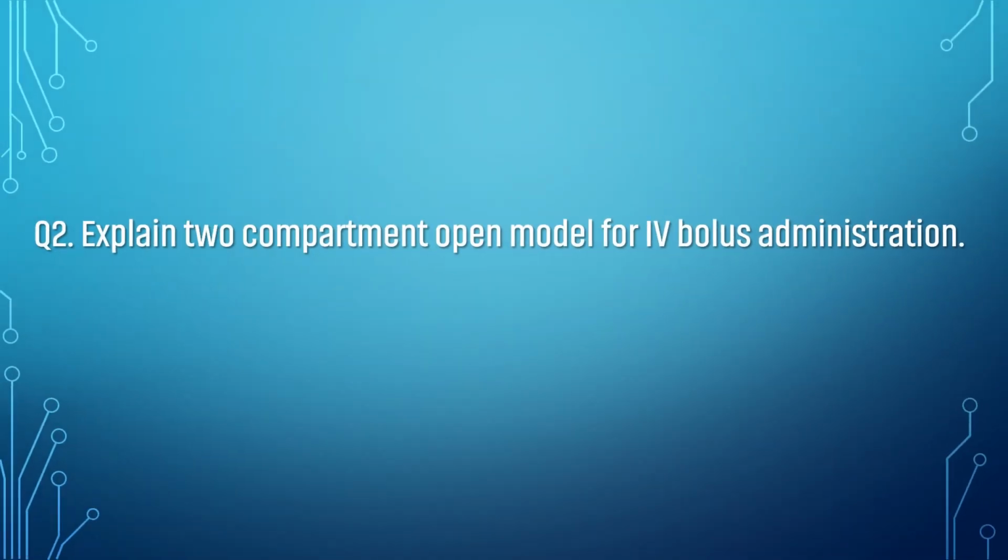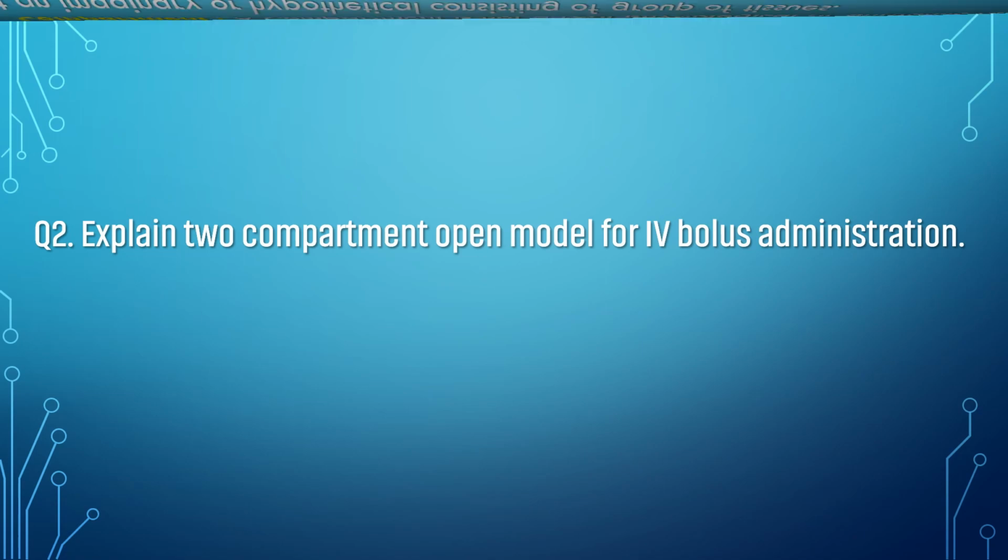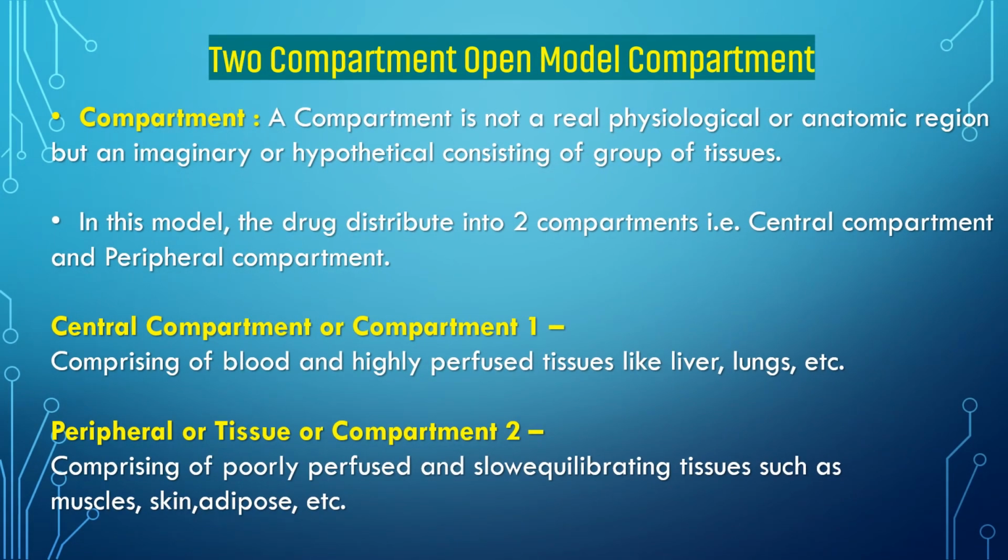Question 2. Explain the two-compartment open model for IV bolus administration. Two-compartment open model. A compartment is not a real physiological or anatomical region but an imaginary or hypothetical group of tissues. In this model, the drug is distributed into two compartments: the central compartment and the peripheral compartment. Central compartment, or compartment 1, comprises blood and highly perfused tissues like liver, lungs, etc. Peripheral or tissue compartment, or compartment 2, comprises poorly perfused and slowly equilibrating tissues such as muscle, skin, adipose tissue, etc.